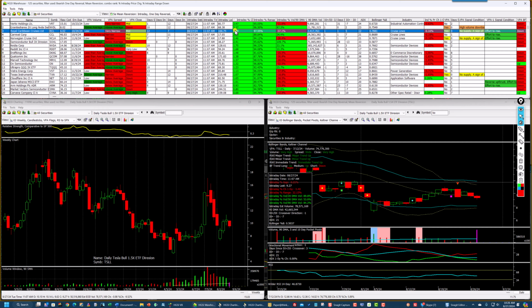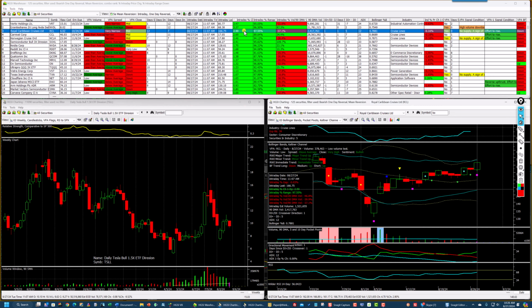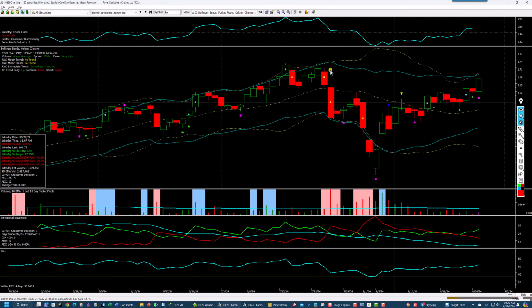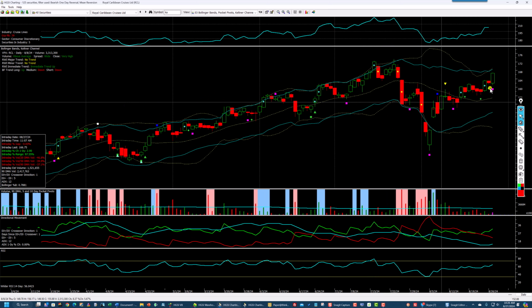Let's look at Royal Caribbean. In fact, there's 3 cruise lines here that all showed a one-day reversal yesterday. Just a little pullback. It's not a complete reversal, but this is as good as I can do with the filter. It just tells you that it's a red candle which closes lower than the prior day's high.